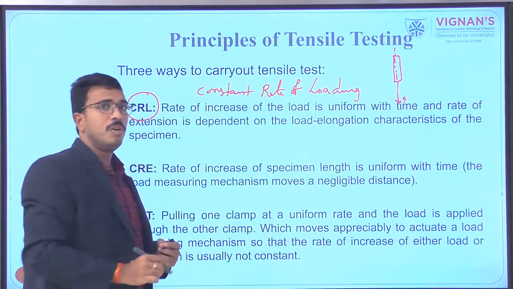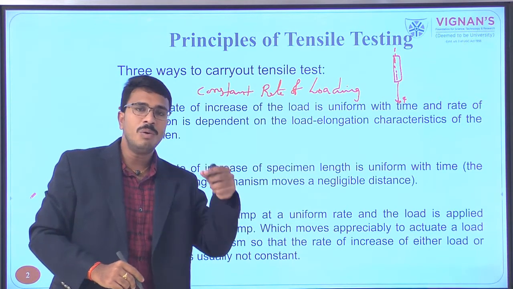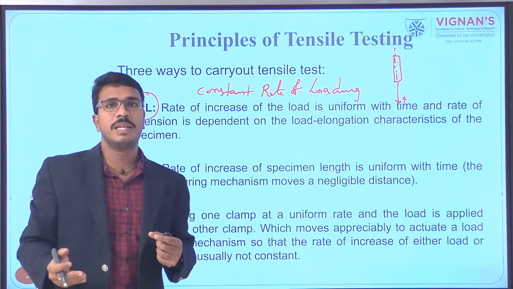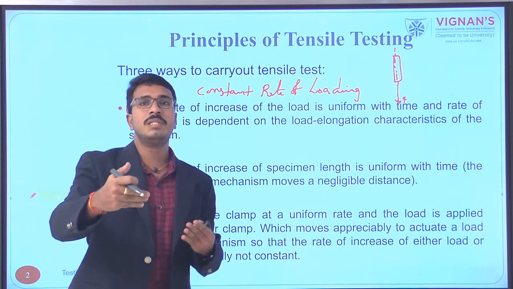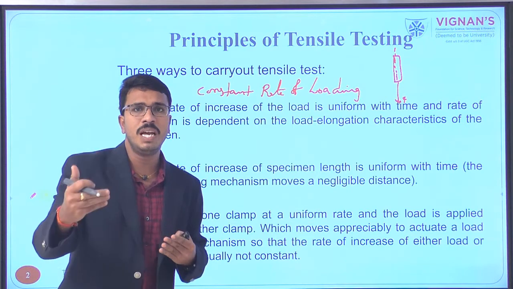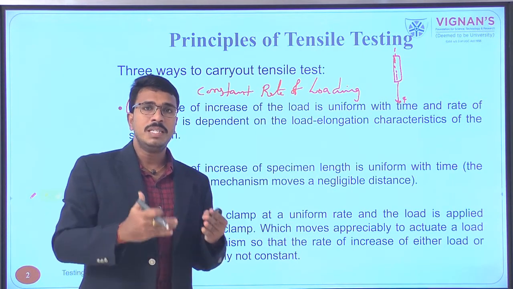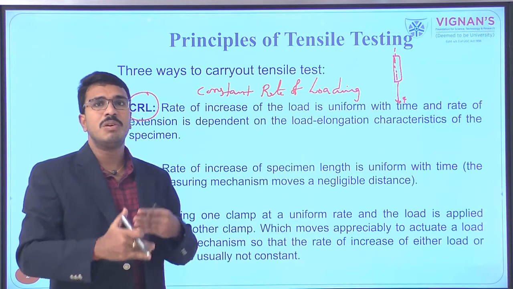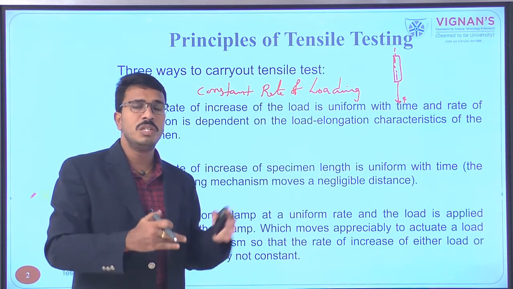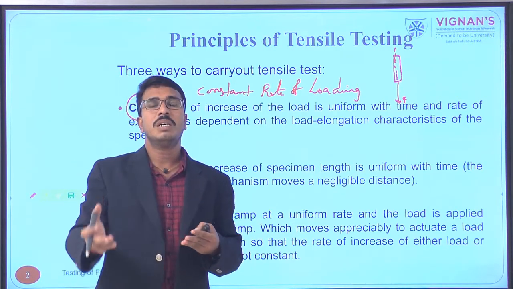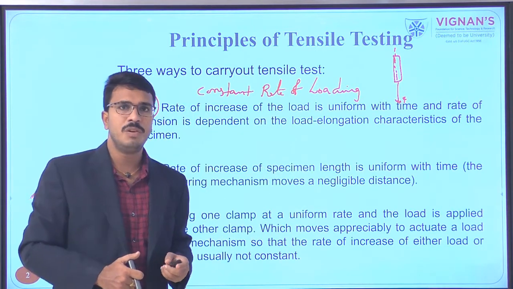Constant rate of loading means we apply the load onto the specimen at a constant rate. At one point of load, the amount of stress imparted in the specimen is very high, and finally the specimen breaks. This principle is called constant rate of loading, and we have certain instruments based on it. The lea strength tester is based on this constant rate of loading.